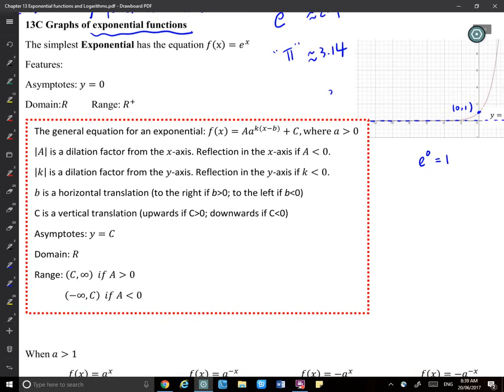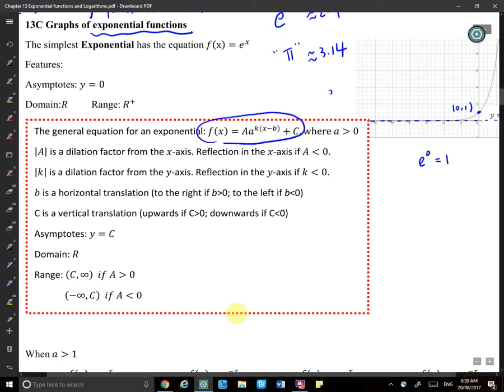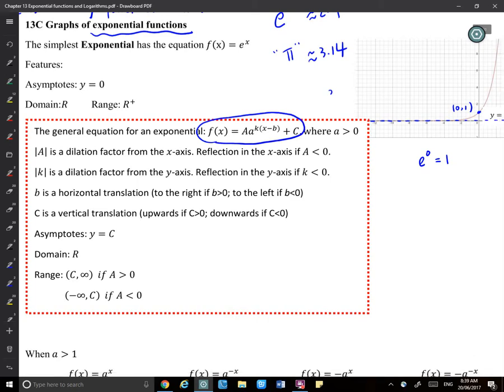And let's have a look at the general equation of an exponential. You won't always have 2 to the power of x, 3 to the power of x, or 3 to the power of negative x. That's too easy. That's what you learn in year 10. So in year 11, we will have a more complex form of the graph. Can you see f(x) here? We can express that in this form: f(x) equals A times lowercase a to the power of k(x minus b), plus C in the end. So how many numbers have I put?